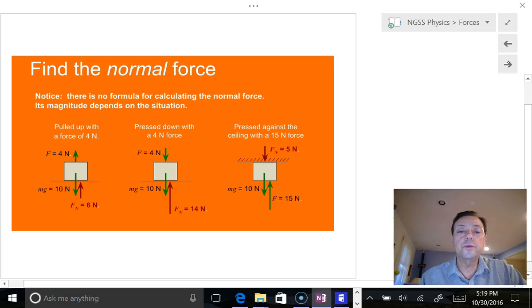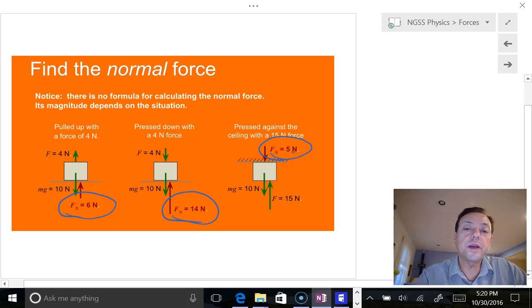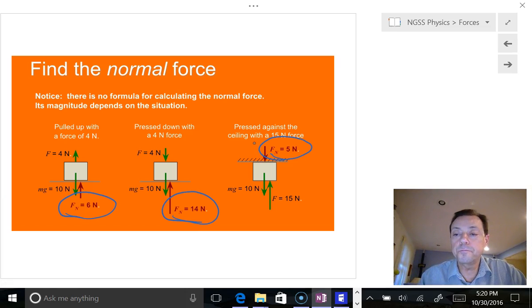And here you can see what we found in the previous examples. In the first we found the normal force was 6 newtons. In the second we found it was 14 newtons, and in the third we found it was 5 newtons. And it's actually 5 in the negative direction, right? Because the normal force here points down. The surface is above the object, so the surface is pushing it down. Okay, hope that helps. Do the problems that follow this, and see you soon.